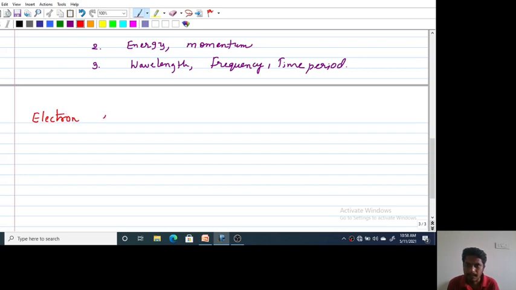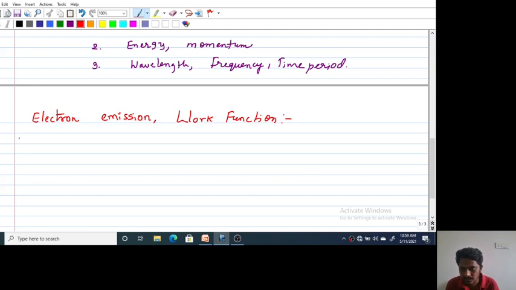Electron emission. What is electron emission? And we will also discuss the work function. After discussing these two topics, we'll discuss an actual important topic, that is the photoelectric effect. Already you have learned it in chemistry in the first year.